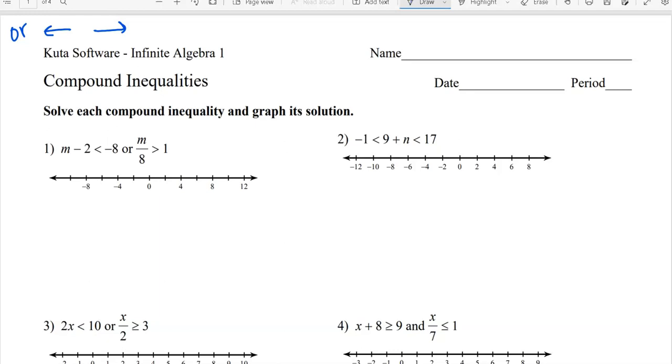Do we agree? The closed and open all depends on the actual sign. The less than or equal to, greater than or equal to gets closed. Just a less than or just a greater than, it's going to stay open.